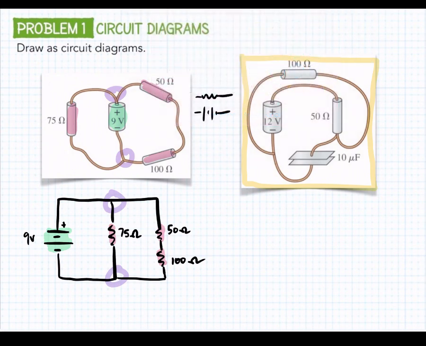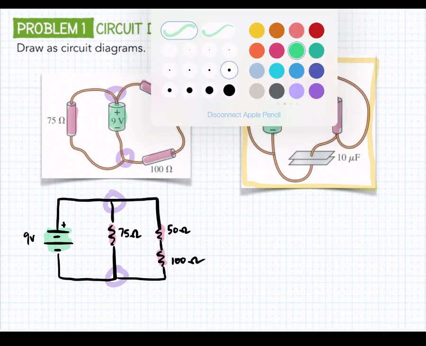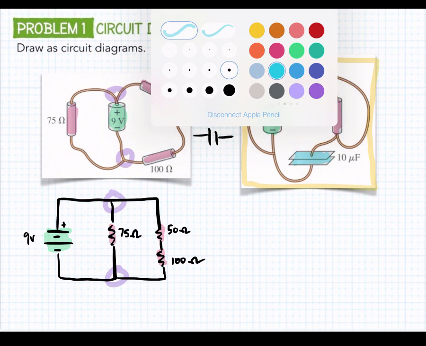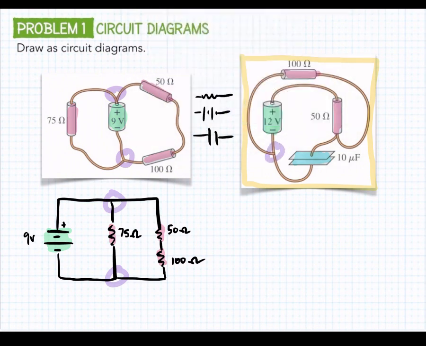So just like before, we have a couple of resistors. We got a battery, this time that's a 12 volt. And now we also have a capacitor. So we just have to remember how to draw a capacitor. A capacitor looks like this, not to be confused with a battery. Okay? So once again, we're going to look for the junctions. We can see that there are junctions here and here.